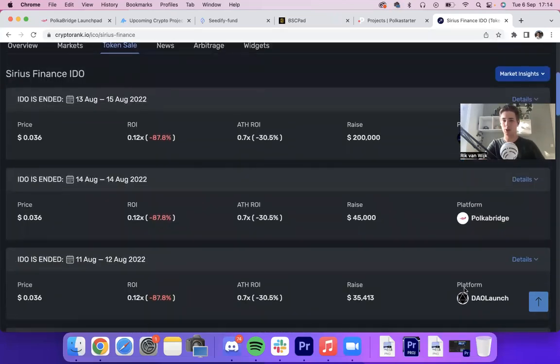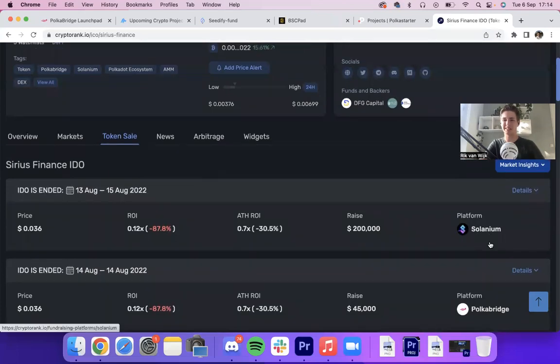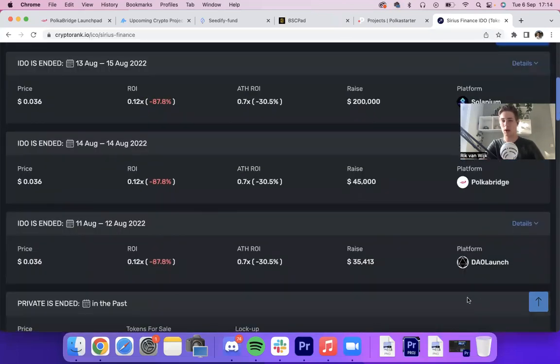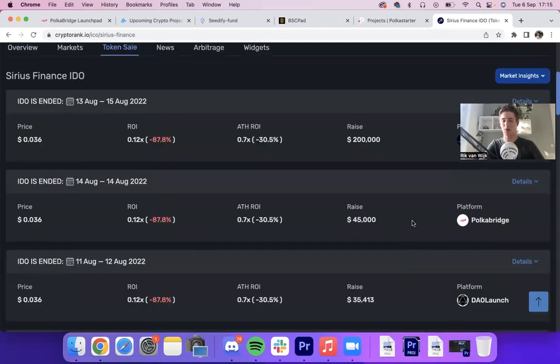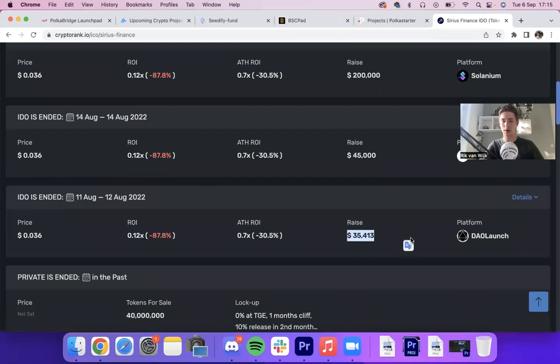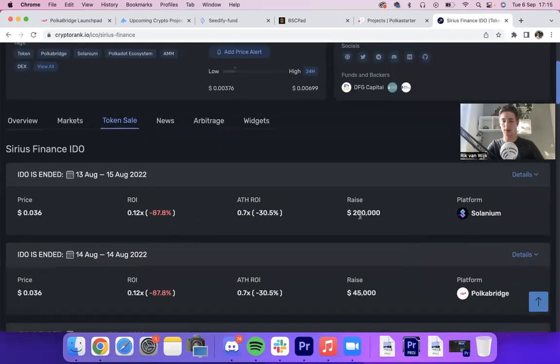And it was only launched on smaller launchpads, right? Selenium is decently sized, PokerBridge as well. DAO Launch, very small launchpad. The raises are also incredibly small with only 45K. I've never seen a raise lower than 50K. So this is astounding. And here, 35K only on DAO Launch. Selenium doing the biggest pool here, 200K.